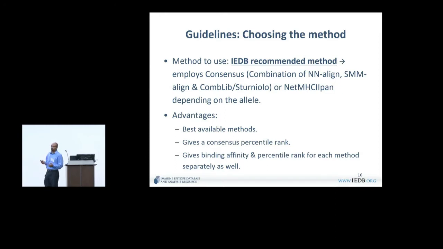The advantage of using this is that these are the best available methods so far, and this gives a consensus percentile rank. I think Edita just mentioned that, but I will explain it in further slides. The consensus percentile rank helps you compare different peptides and across different methods. And in case you want the predicted binding affinity and percentile score for the individual component methods, it also provides that. It gives the binding affinity and percentile rank for each method separately.